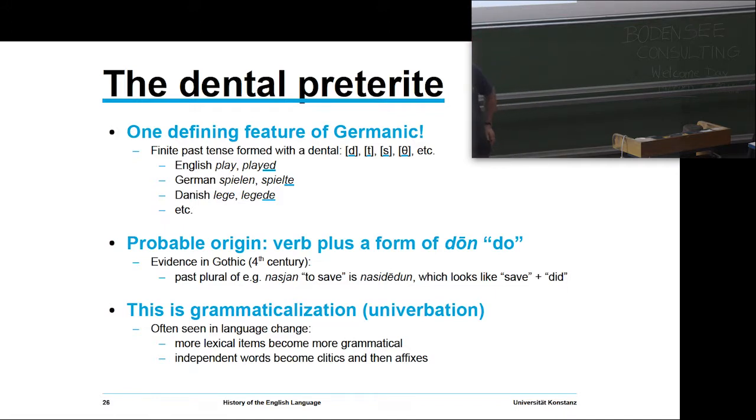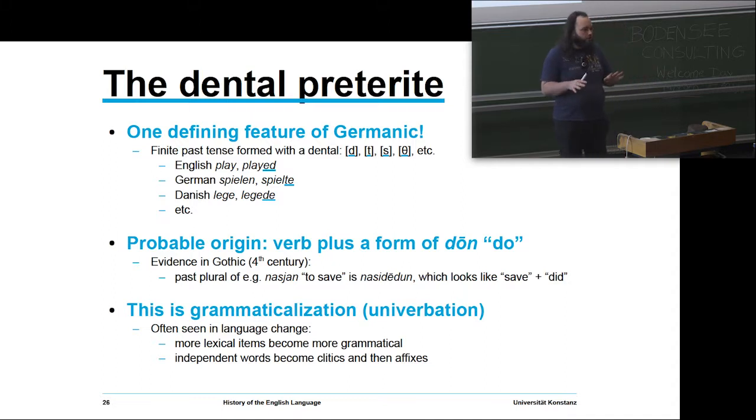But we often see this process in language change. We see more lexical words, that is, words with contentful lexical semantics, becoming more grammatical words. We see open class words like nouns and verbs becoming closed class words like prepositions and auxiliaries. So this is something that we see quite often in language change. It also correlates with words losing their autonomous wordhood. So in a way, words get kind of ground down.